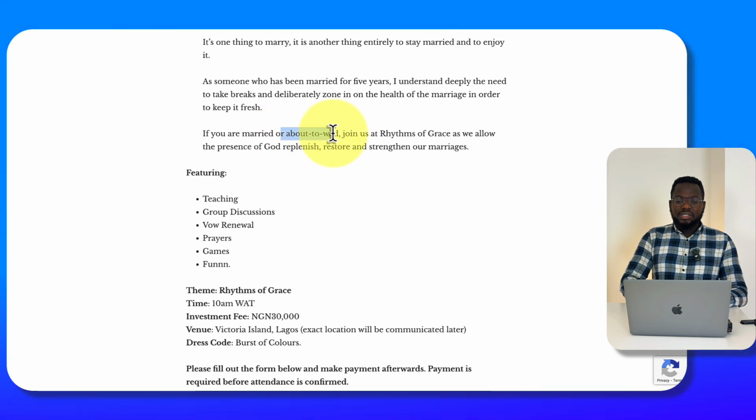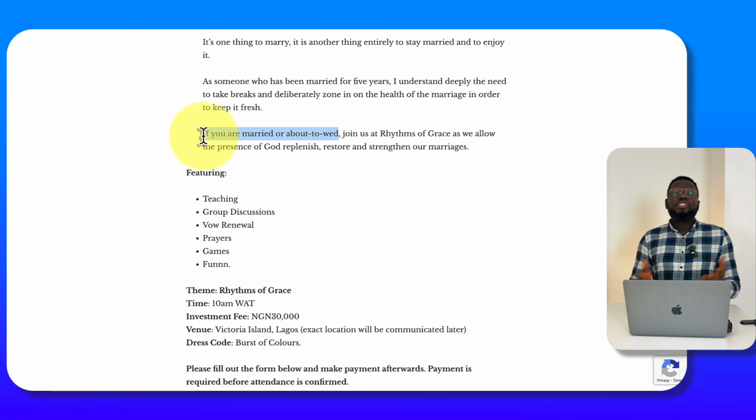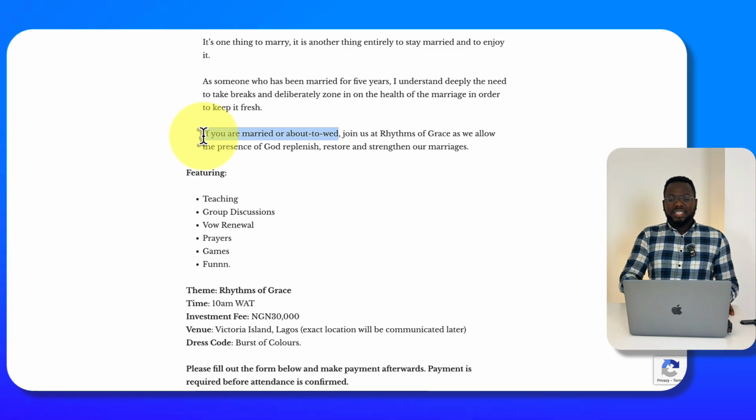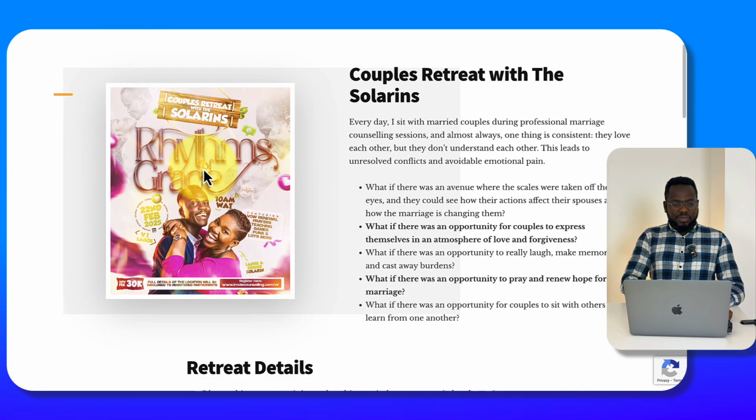Now, this is a bit conflicting, the target audience, but it's good. Are they trying to target married people or people who are about to wed? But I think it's still okay if you target the two of them. There are some people that want to get into marriage. They want to understand what exactly it is. I hope it's not too late for me to back off. I'm just kidding.